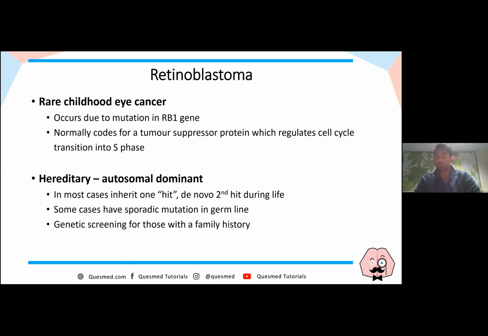Again, this is a tumor suppressor gene, and so the apparent inheritance pattern is autosomal dominant. You inherit one hit, you get the second de novo during your life. Sometimes that de novo one can happen very early in a phase where you're replicating a lot, such as embryogenesis or in childhood, and that's why we see some of these childhood tumors. Same thing for all tumor suppressor genes. If you confirm it with genetic tests, you should screen anybody else, first degree relatives, and offer them the appropriate surveillance.